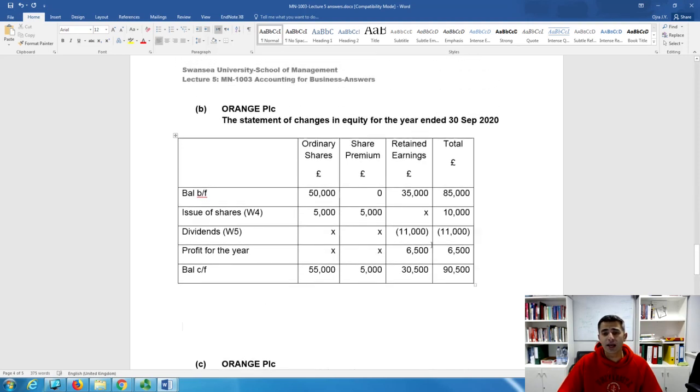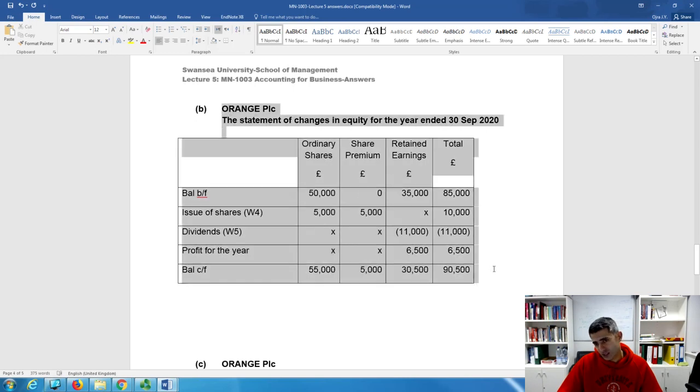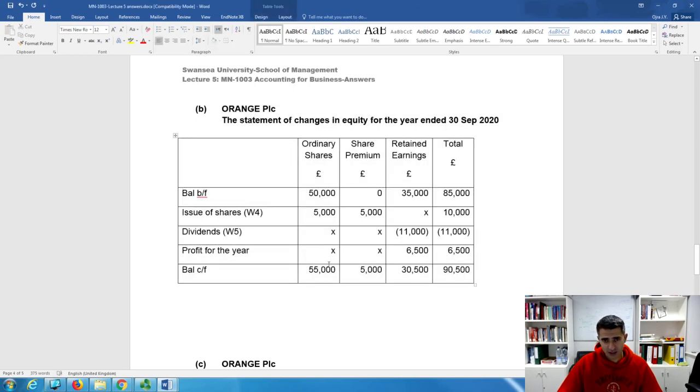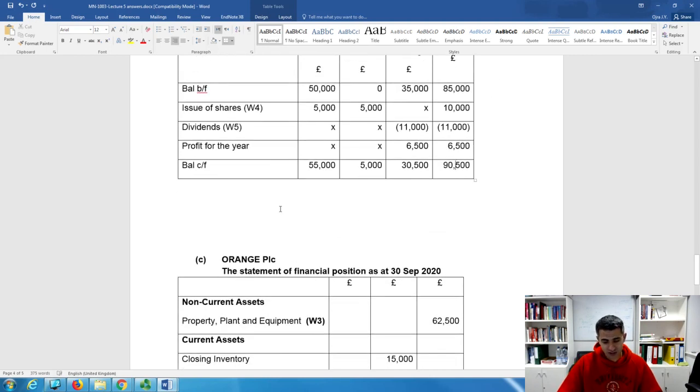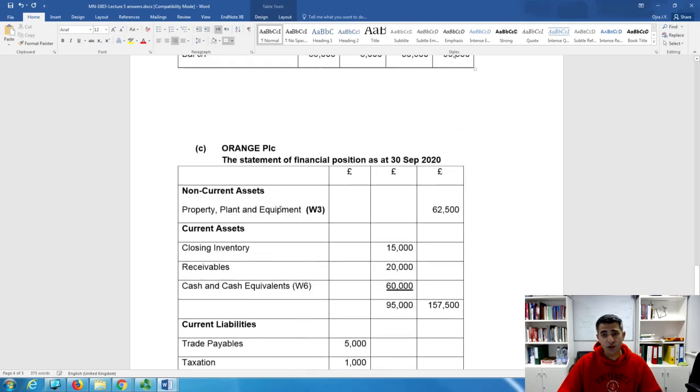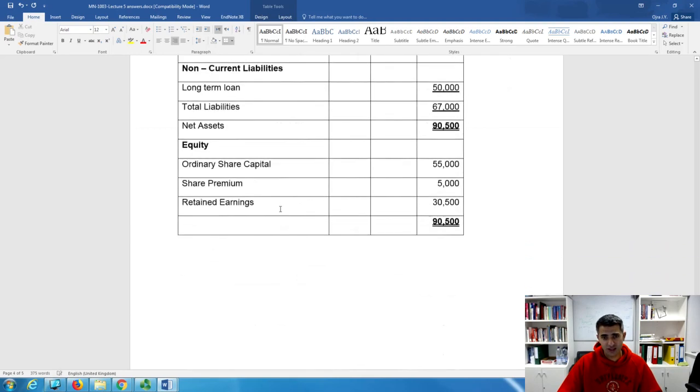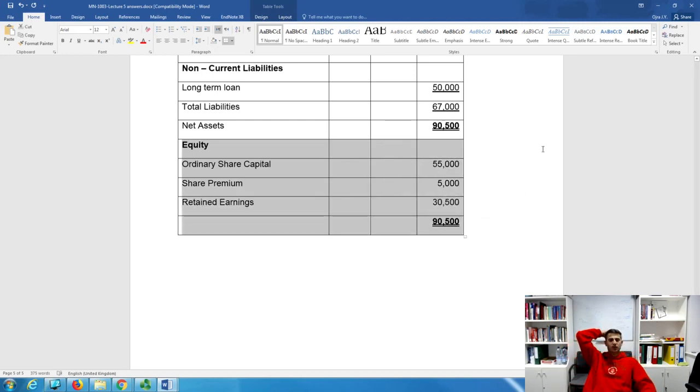So, can you see the statement of change in equity? Share capital 55, share premium 5, retained earnings 3,500, total 9,500. So this is the statement of change in equity, the second statement. When it comes to the third statement, the statement of financial position, if you go to the last section here, under the equity, you just copy paste the numbers from the statement of change in equity.